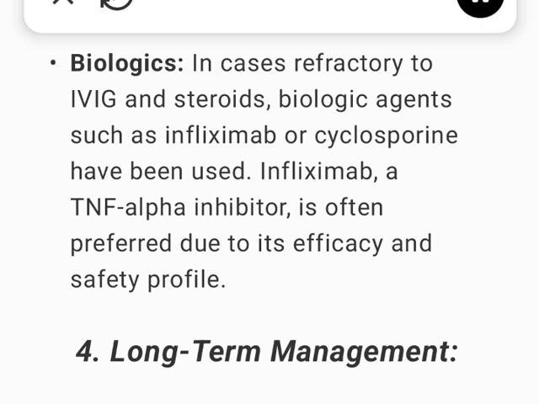Biologics. In cases refractory to IVIG and steroids, biologic agents such as infliximab or cyclosporine have been used. Infliximab, a TNF alpha inhibitor, is often preferred due to its efficacy and safety profile.